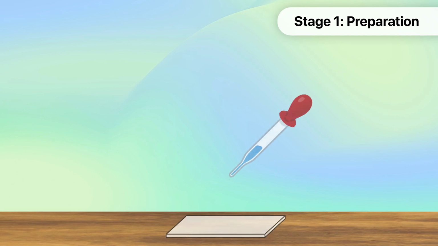In our first stage, we need to prepare the slide for the microscope. Start by placing a clean glass or plastic slide onto a flat surface and add a single drop of water to the center of the slide. This will help the specimen stick to the slide and prevent it from drying out.